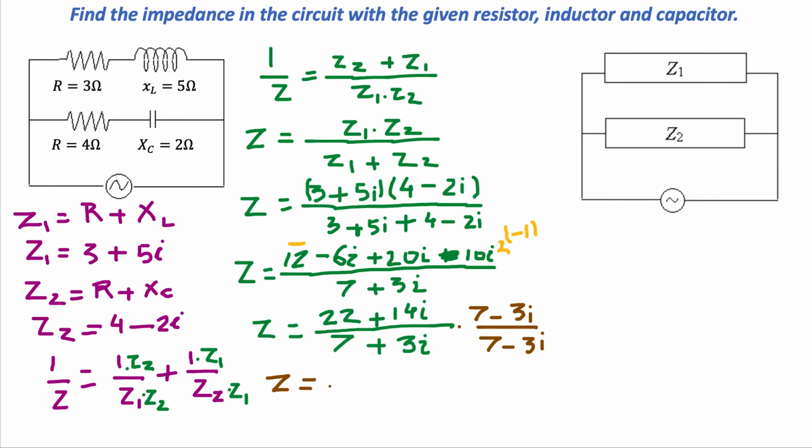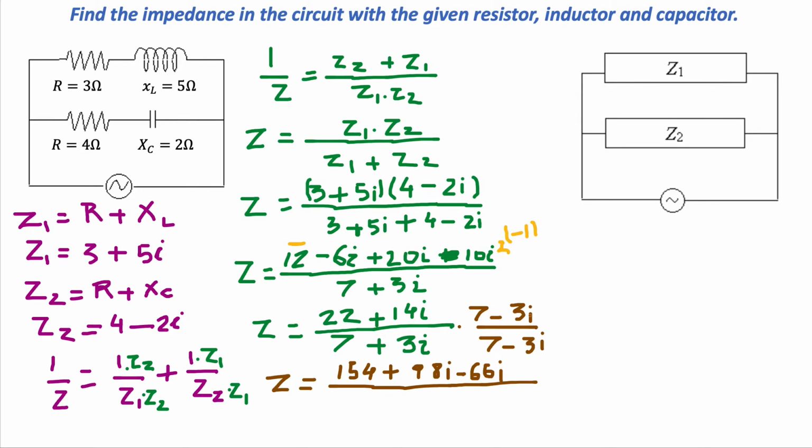7 times 22 is 7 times 2 is 14, 7 times 2, 14 plus 1 is 15. So this we were able to do. And plus 7 times 14i. 7 times 4 is 28, 7 times 1 is 7, plus 2 is 98i. I have here minus 3i times 22 is minus 66i. So this was easy. Minus 66i.